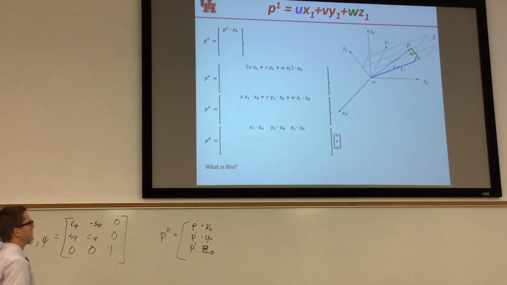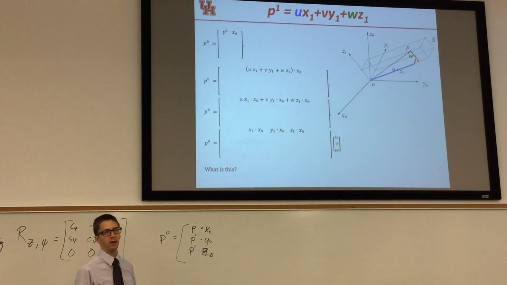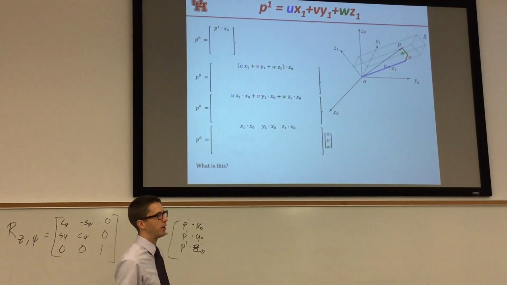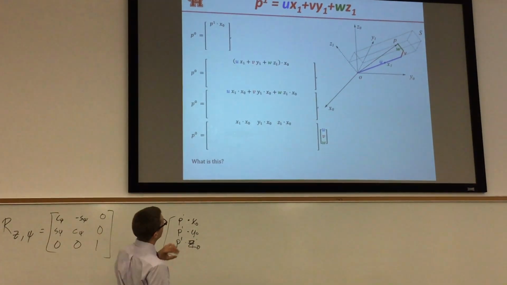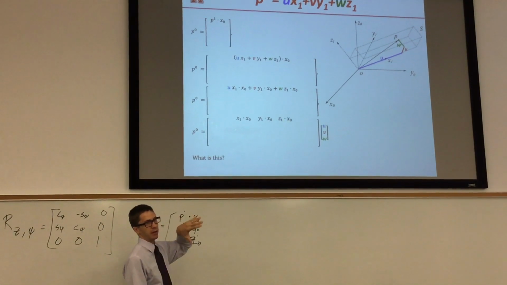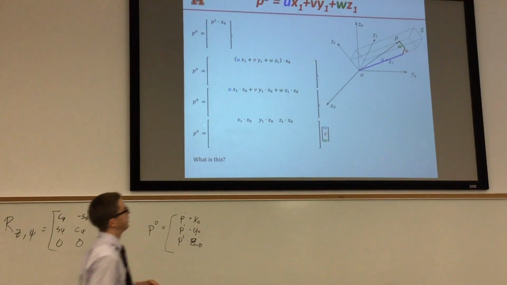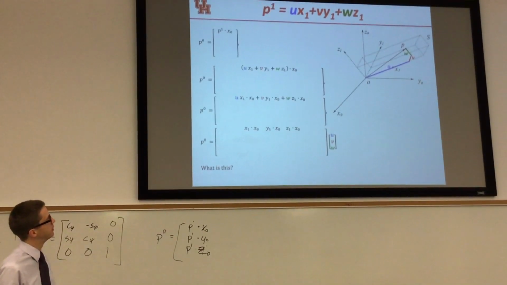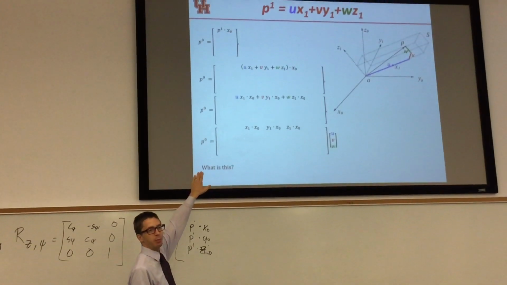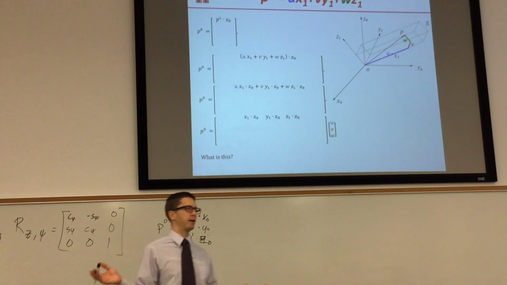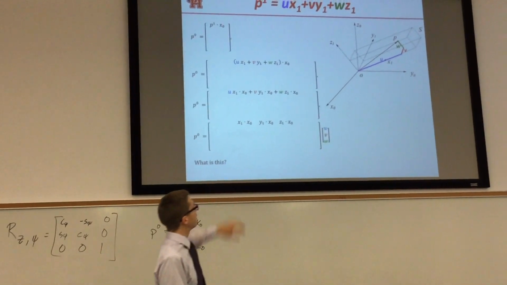Remember what P in coordinate frame 1 is. I just substitute that value: it's u x1 plus v y1 plus w z1, and then I'm dot producting that with x0. Now the dot product commutes, so I can commute that x0 into there, and now I've got each of my individual terms as a dot product. So what is this going to produce? With a dot product, do I get a vector or a scalar out of it? Scalar. So I'm going to get a scalar across this top.